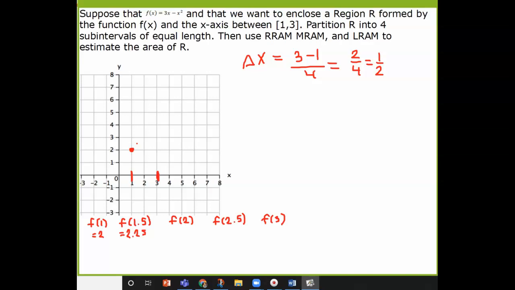Plugging in 2, 3 times 2 is 6. 6 minus 4 is 2. And then plugging in 2.5, you'd have 2.5 times 3 minus 2.5 times 2.5, and you get 1.25. And then plugging in 3, well, 3 times 3 is 9, minus 9, giving you 0.